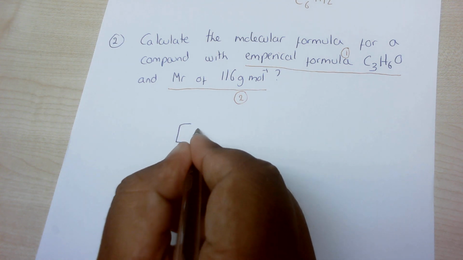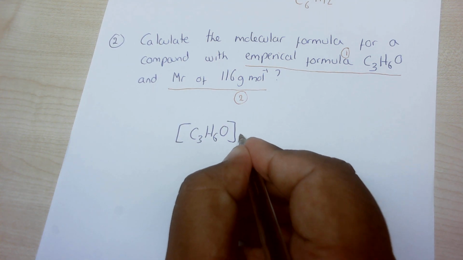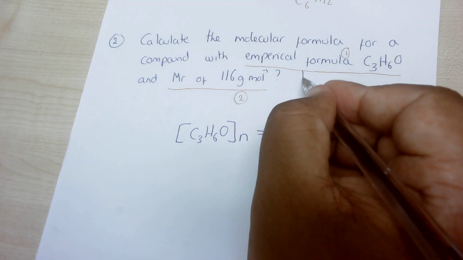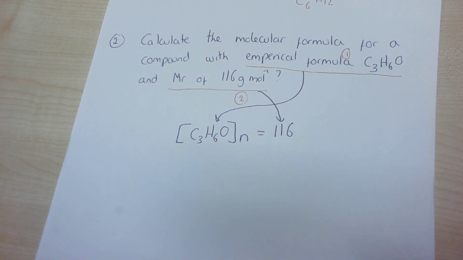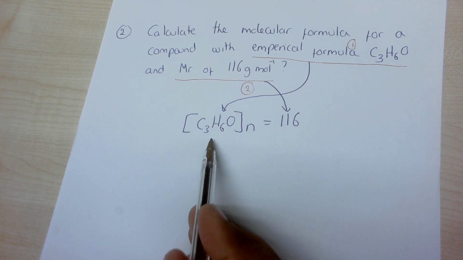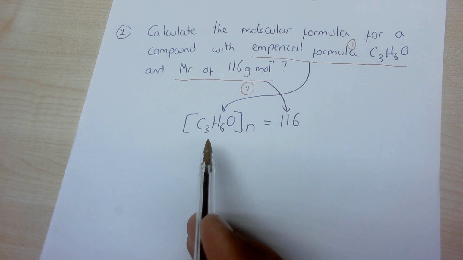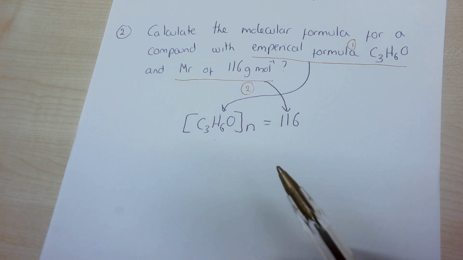I write the empirical formula, C3H6O, inside the box, put an N, and I equate it to the MR of the molecular formula. The empirical formula always goes in there, the MR always gets equated. I then turn the empirical formula into its MR value, so 12 times 3 for the carbon, plus 6 for the hydrogen, plus 16 for the oxygen.